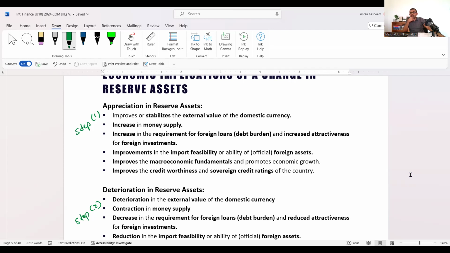Possibility is there. Increase in the requirement for foreign loans and increase attractiveness for foreign.